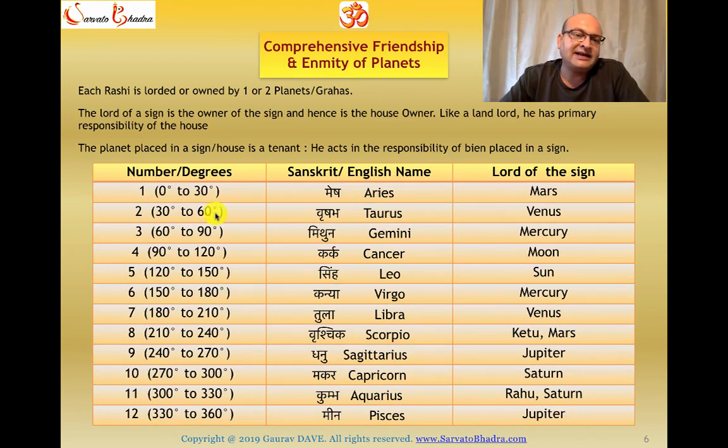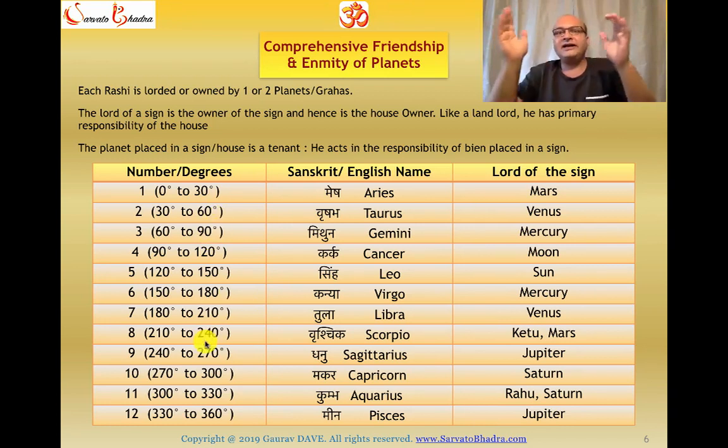And here are the degrees narrating their span, 30 degrees, 60 degrees and so forth, until we reach Pisces and Revati Nakshatra and 360 degrees.